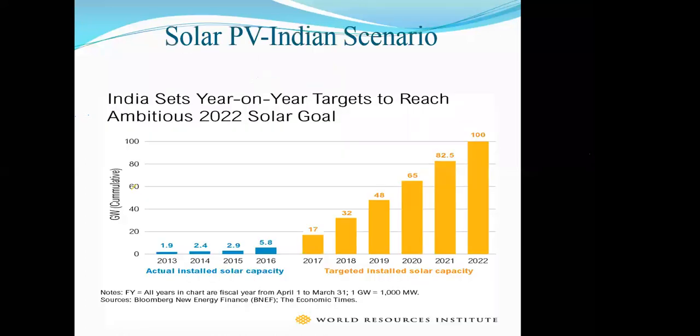You can see in this graph, this is the actual installed capacity, and this is the targeted one. And we have to reach over here. By 2022, we have to reach about 100 gigawatt of generation from solar. So the government is also pushing this and giving many initiatives and subsidies for solar, and they want us to go more into solar. So the Indian government is also helping us in this area.